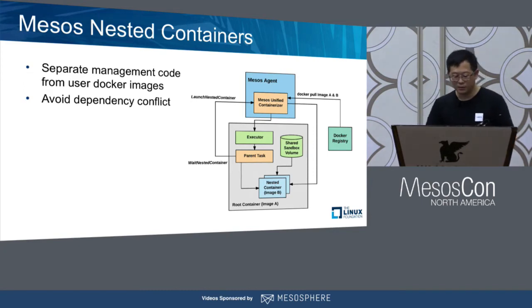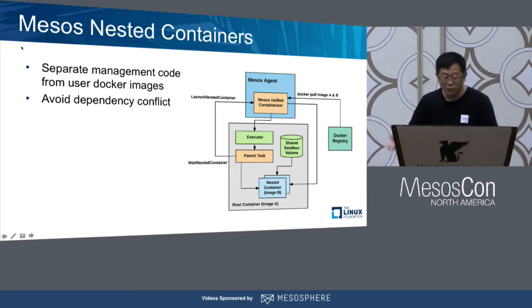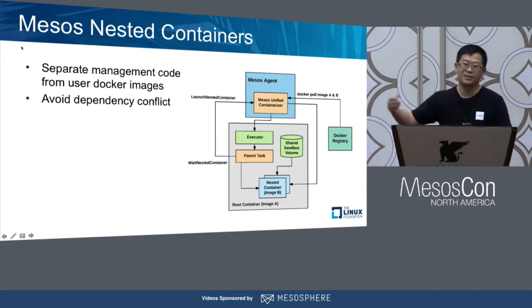So with nested containers, what we are doing is we have a parent task which is running the management code, and then the management code will go back to the Mesos agent and launch the nested containers, which use a different image, and run that way. And then for us, for example, the TensorFlow model training is in the nested container.